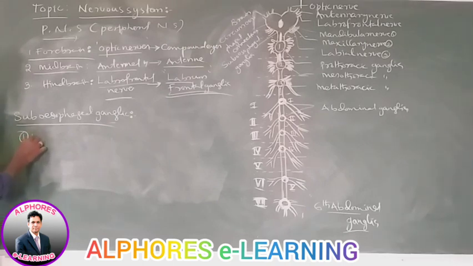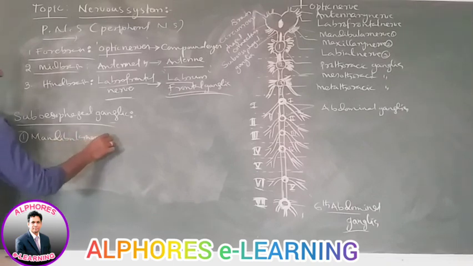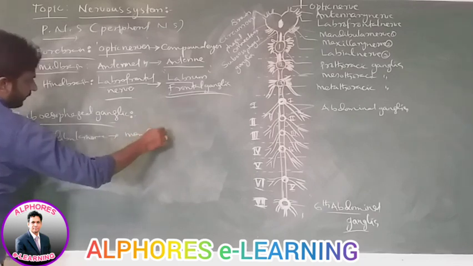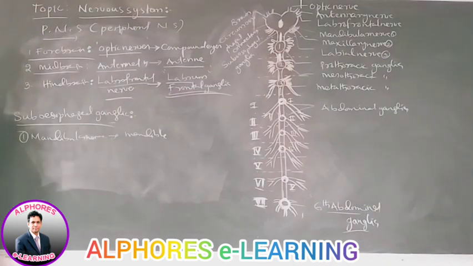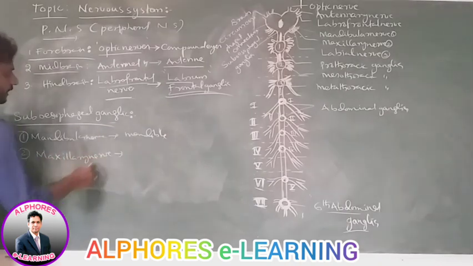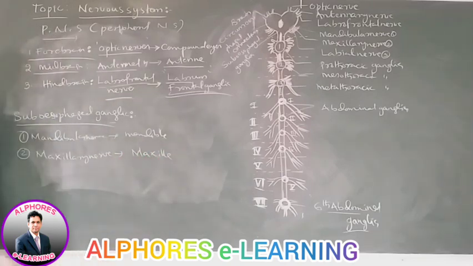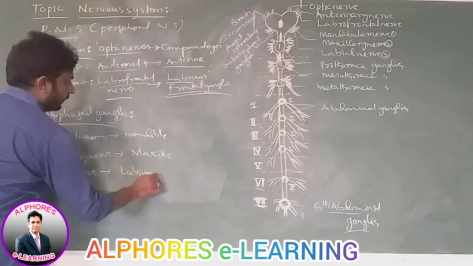So 3 pairs of nerves arise from the subesophageal ganglia. The first is the mandibular nerve, which attaches to the mandibles. What is the function of the mandible? The mandible is useful for cutting food. Second one, the maxillary nerve, which is connected with the maxillae. Third one is the labial nerve, which arises from the labium.